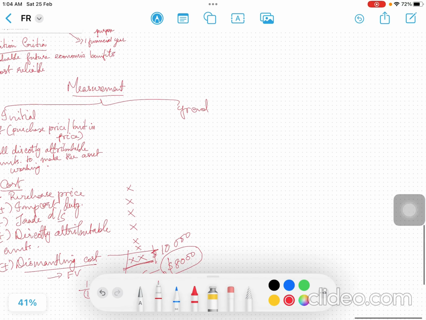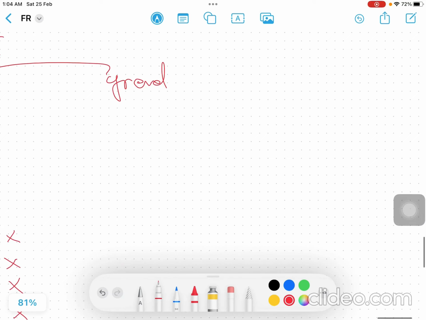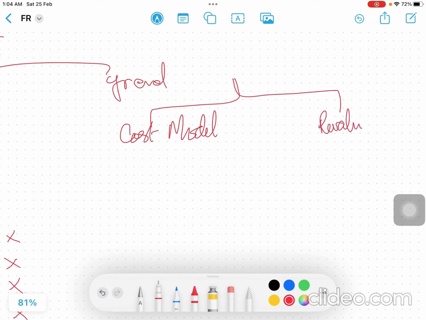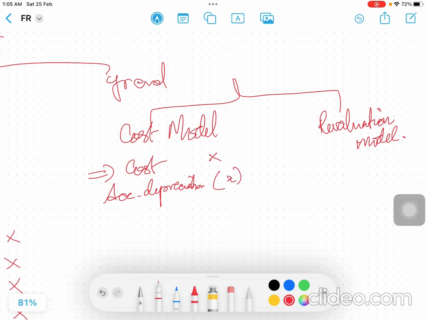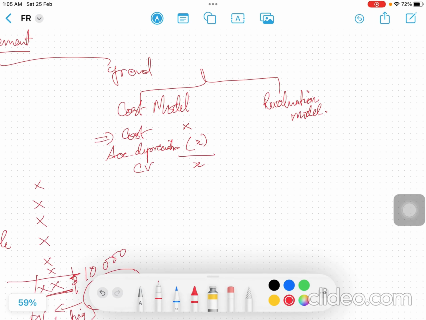Coming on to the year-end recognition. At the year-end, you can have two methods to measure your asset. The first one is the cost model, and the second one is the revaluation model. Under the cost model, you have the asset cost, the cost I mentioned just now, and the accumulated depreciation on that asset. Depreciation is the value of wear and tear you should recognize on a non-current asset. This is going to be your carrying value for the year end.